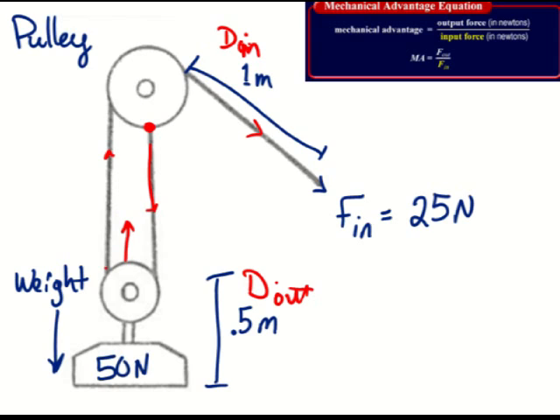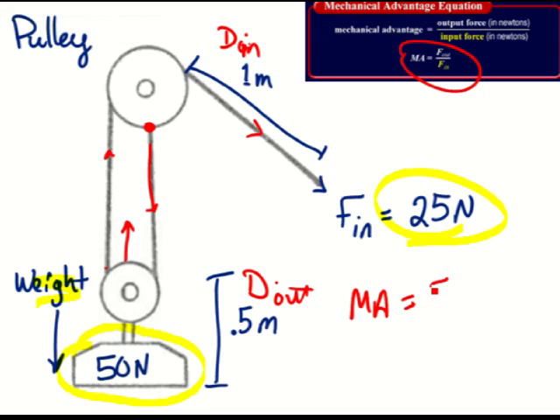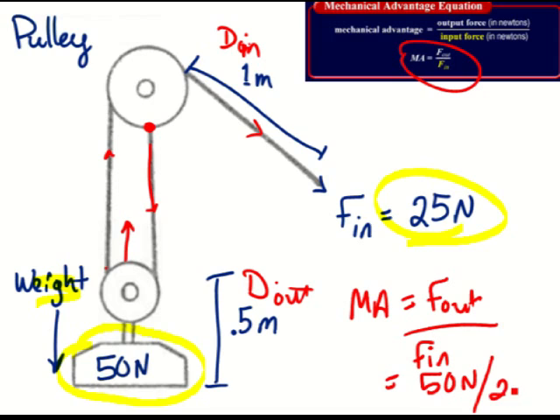So for calculating the mechanical advantage, we need to know the force in and the force out. So the force into the pulley, this would be the person pulling on the string, would be 25 newtons. And the weight itself is 50 newtons due to gravity. So the mechanical advantage, using our equation, we're going to take the force out divided by the force in. And that's going to be equal to 50 newtons divided by 25 newtons. And the mechanical advantage, we'll find out, is equal to 2. Remember, our units cancel out.